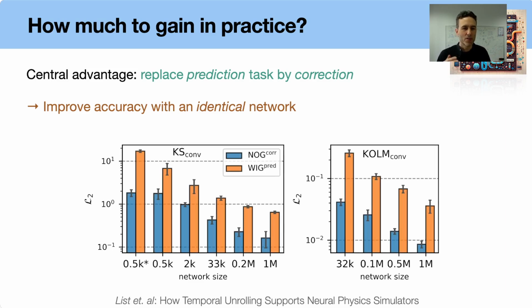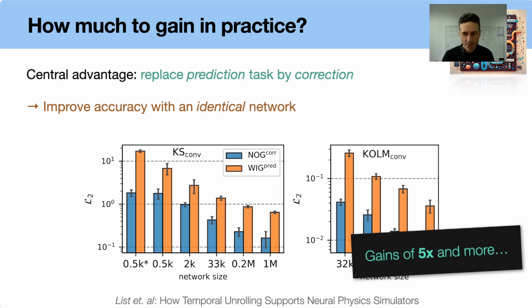And in our paper, we ran all these versions for different models. So for KS and Kolmogorov and others, you can always now compare the full training for prediction and this truncated no gradient training for a correction task. And across hundreds of models, you can see substantial gains of accuracy, 4 to 5, sometimes even more, with an identical network. These gains are just there from switching from a prediction task, pure network prediction, to something that puts the solver into the loop, even if it doesn't have a gradient.